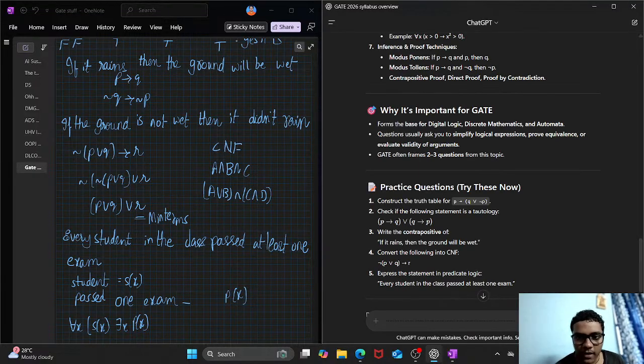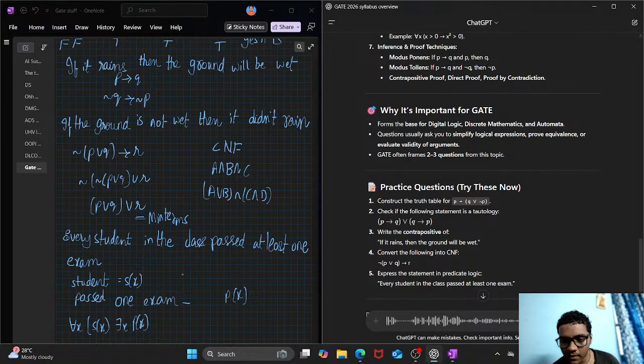All right, so I'm going to say the answers. The first one got everything true except for the TF case. And for the second question, it is a tautology with the truth table construction. The contrapositive of the statement is: if the ground is not wet, then it did not rain. And for the fourth statement, I got P or Q or R. I think that is the only minterm that you will get after simplification.